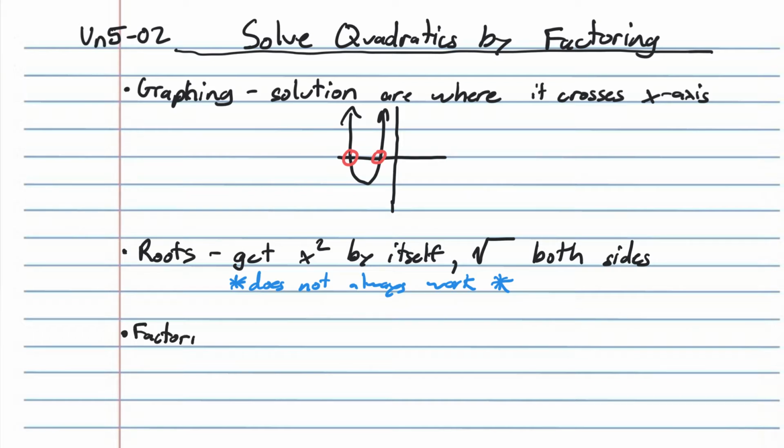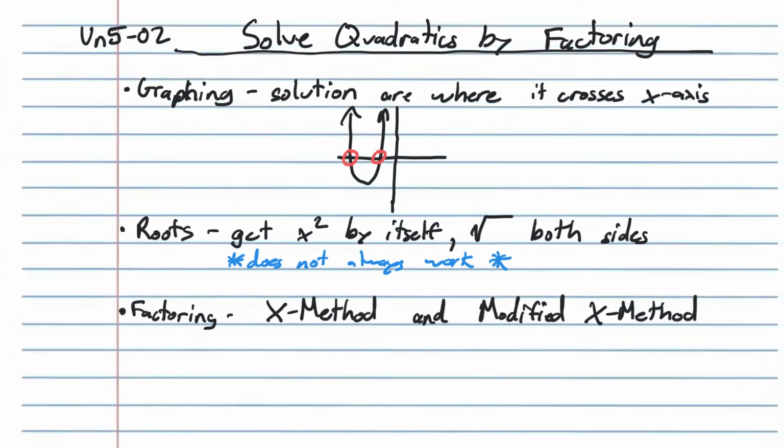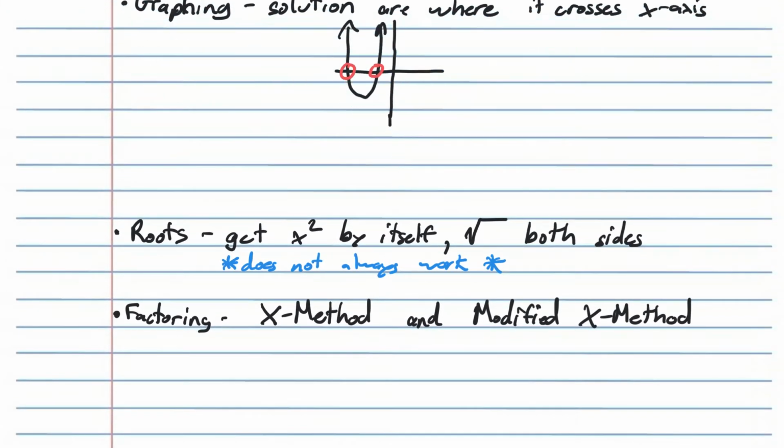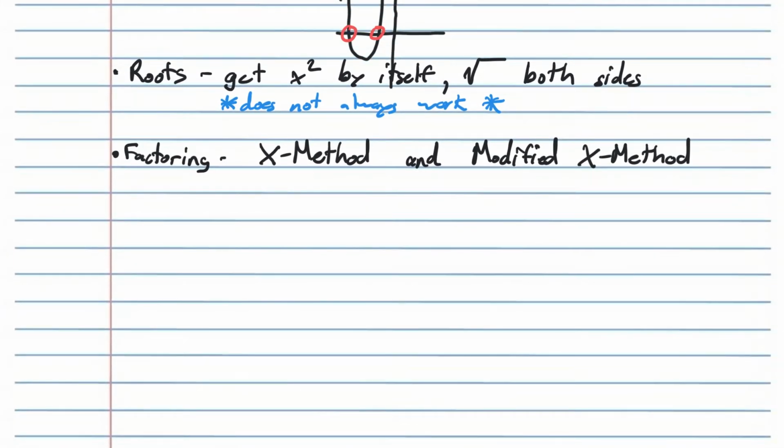Okay, now hopefully the word factoring rings a bell because we did spend an entire unit on factoring, right? This is the one where I referred to these as the X method and the modified X method. Okay, now if you don't remember how to do these, I'm gonna give you a very quick recap right now. But obviously if you want more, we can do more later. Okay, so let me get this out of the way.